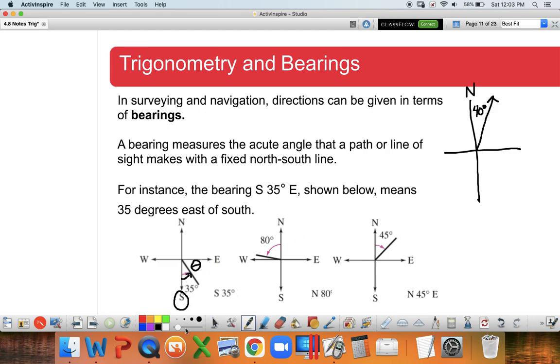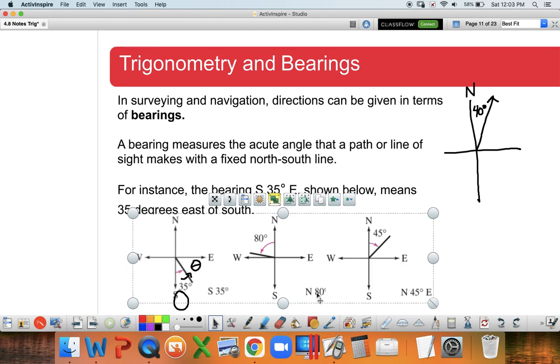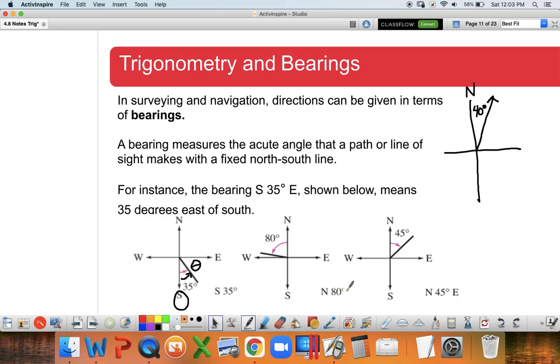This one here in the middle, let me make sure we can see it all. Down here, the picture seems to not be showing it all. This one right here is north 80 degrees west. Notice I started at the north line and then I went 80 degrees to the west. This one over here, south 35 degrees east. This last one over here, north 45 degrees east. Very similar to that example I originally showed there.